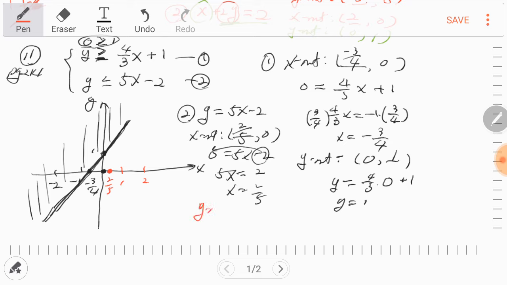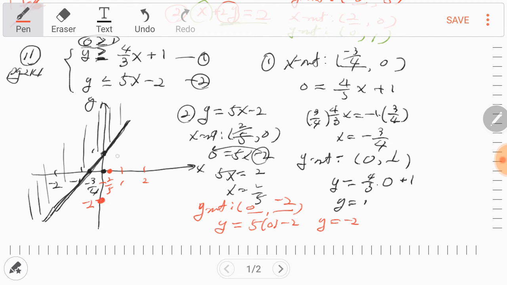Okay, let's find the y-intercept. Set the x value to 0, then we get the y value. So x equals 0, then y equals 5 times 0 minus 2, then y equals -2. So this is the y-intercept. So y equals -2 when x equals 0.